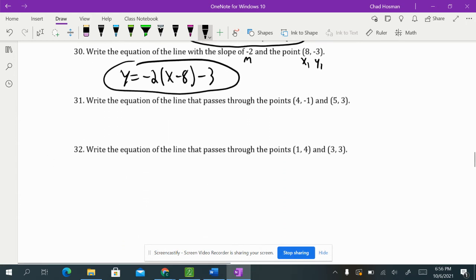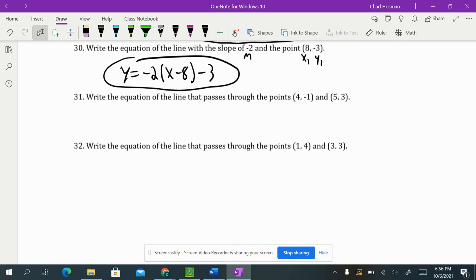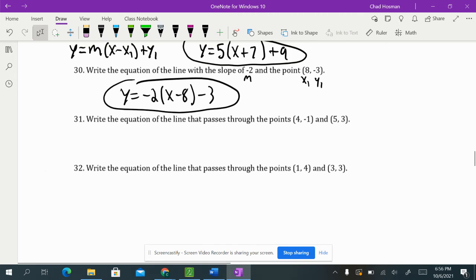So 31, write the equation of the line that passes through the points (4, -1) and (5, 3). Now this one, it just gives us 2 points. So we need to find the slope in order to be able to write it in point slope form. We could write it in slope intercept form, but we would need the y-intercept, and this one doesn't give us the y-intercept. It just gives us 2 points. So we're going to want to use point slope form, which means we have to find the slope.